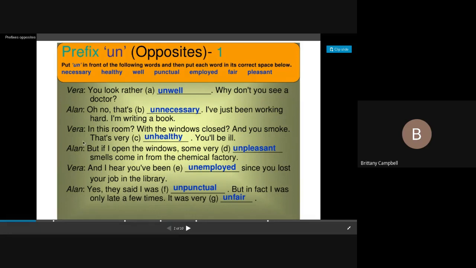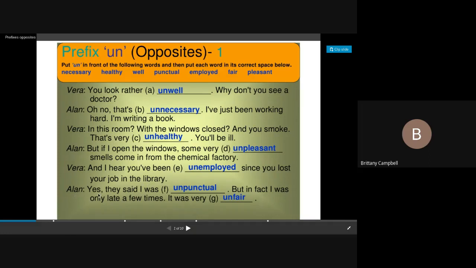Now, Vera stated, in this room with the windows closed and you smoke, that's very unhealthy. You'll be ill. So you're not healthy. Now, Alan answered and said, but if I open the windows, some very unpleasant smell coming from the chemical factory. Vera responded and said, and I hear you've been unemployed since you lost your job in the library.